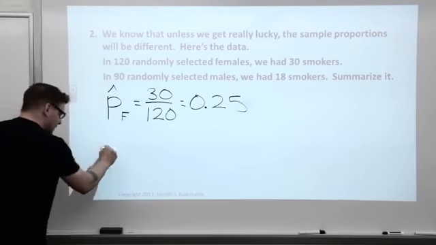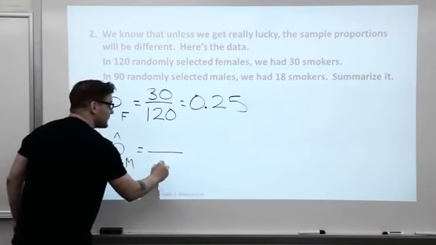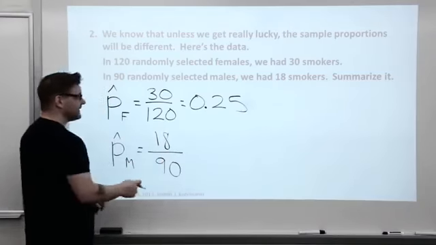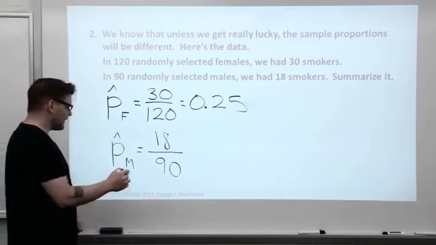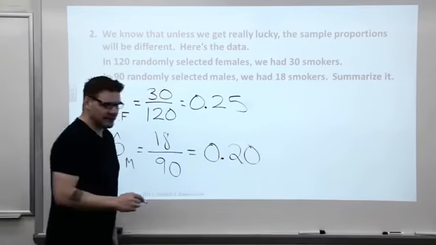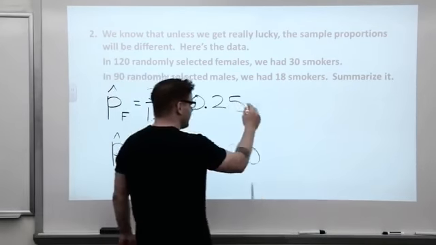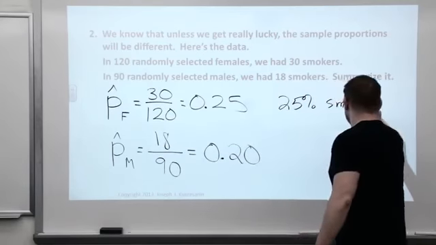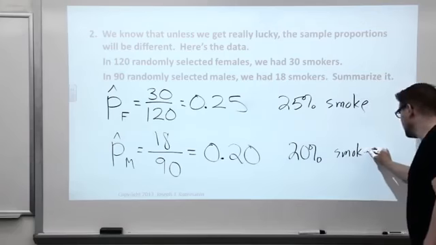Only 90 guys. It's okay that the sample sizes are not exactly the same. I've had that question in the past. I had 90 guys only, 18 smokers. Well, there's a lot more females at Cecil College, so there you go. And 18 out of 90, I hope, is 20%. Maybe don't write that down just yet. Yep, it is. Right, so for the ladies, 25% smokers. And for the guys, 20% smoke.